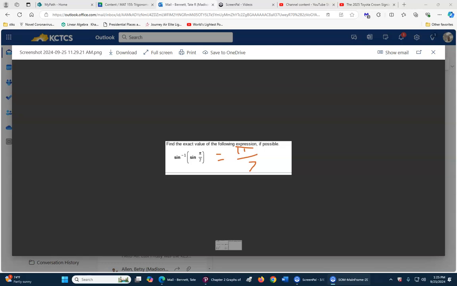So these two are opposites, just leave you with pi sevenths. That's within the negative pi halves to pi halves range that was mentioned in the last video that I just sent you. I hope that helps.